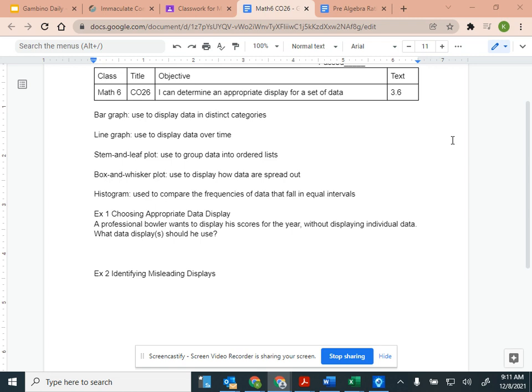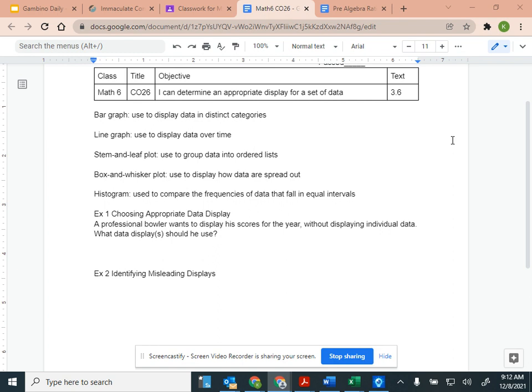Good morning. Today we are finishing up with our unit 4. We have CO26. I can determine an appropriate display for a set of data. So we've learned all the different ways to graph. We need to decide which one works for which type of data set.